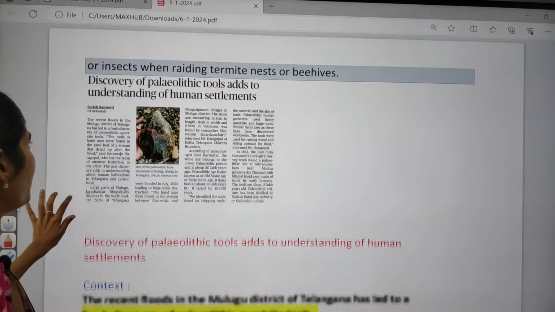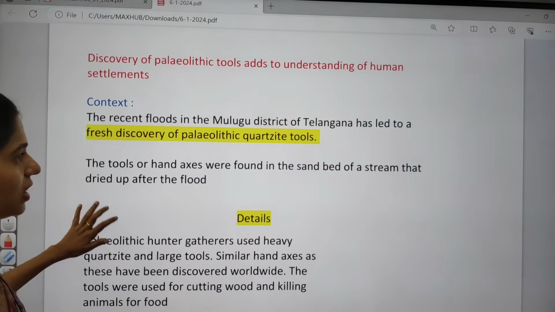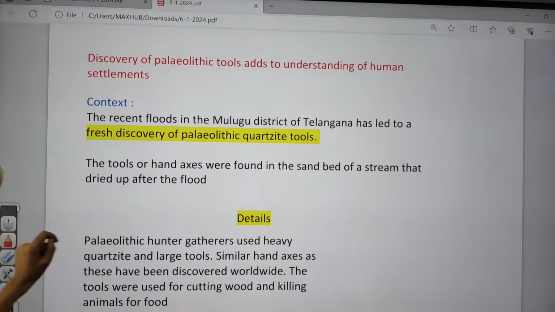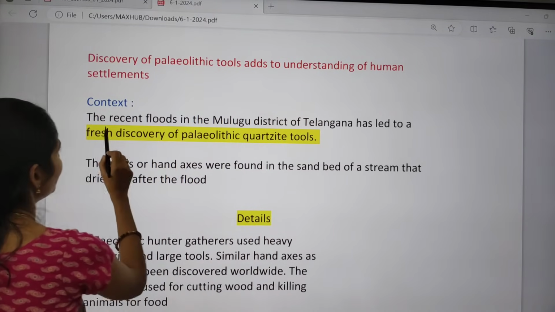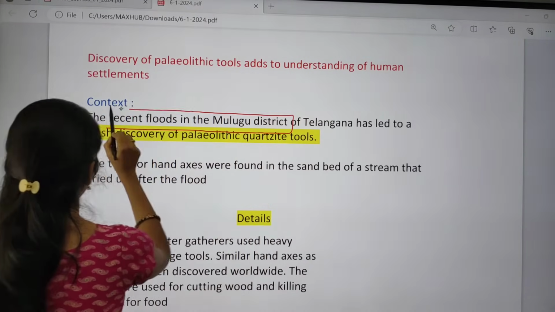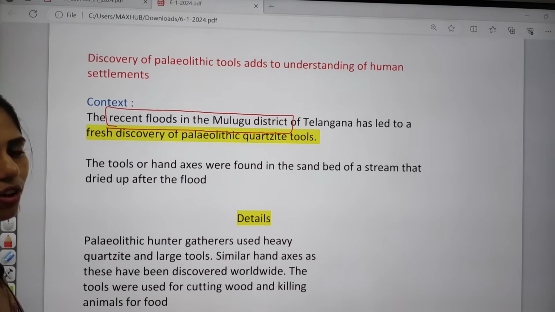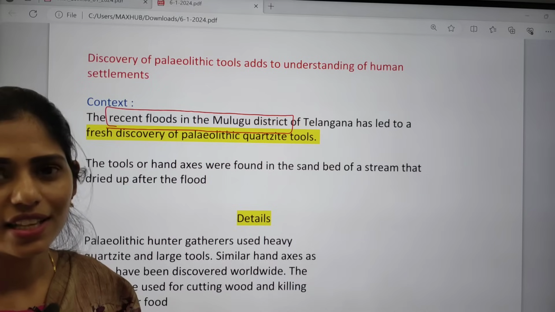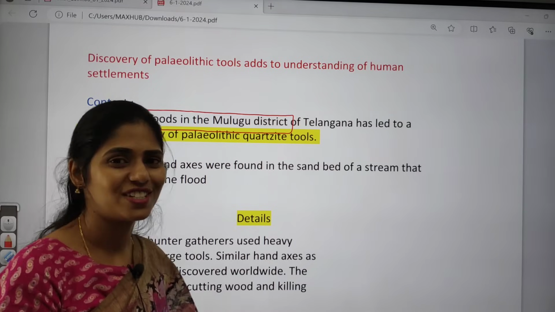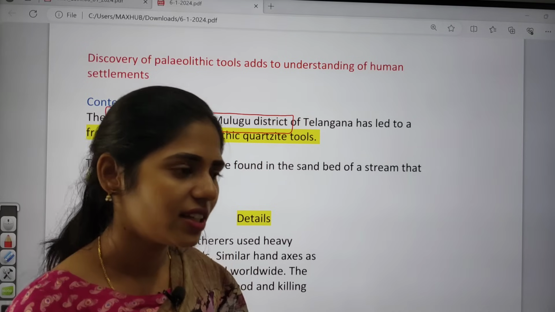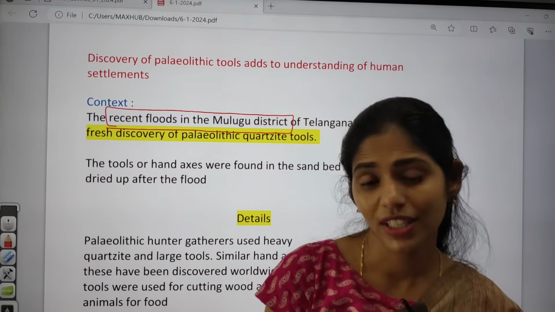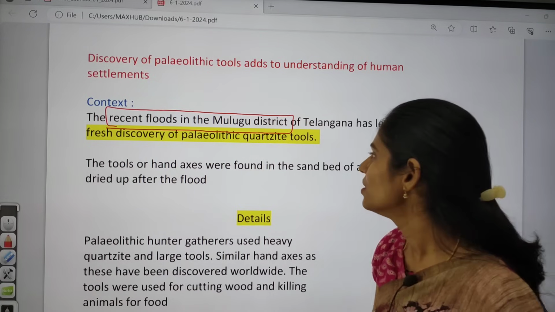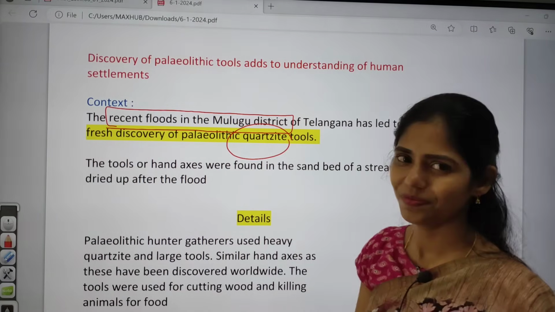Next topic is about Paleolithic tools, and this topic is most important, so we are going to see it in detail. The recent floods in Mulugu district of Telangana led to the fresh discovery of Paleolithic quartzite tools. Quartzite is an example of which type of rock? Please tell me whether it is igneous, sedimentary, or metamorphic. So please let me know.